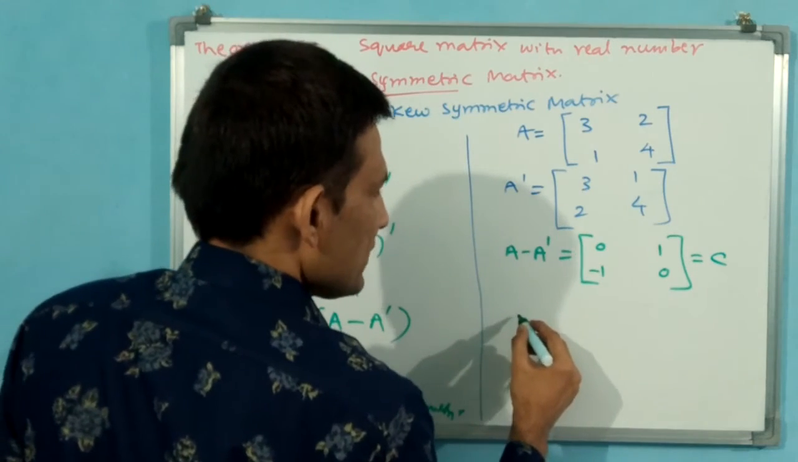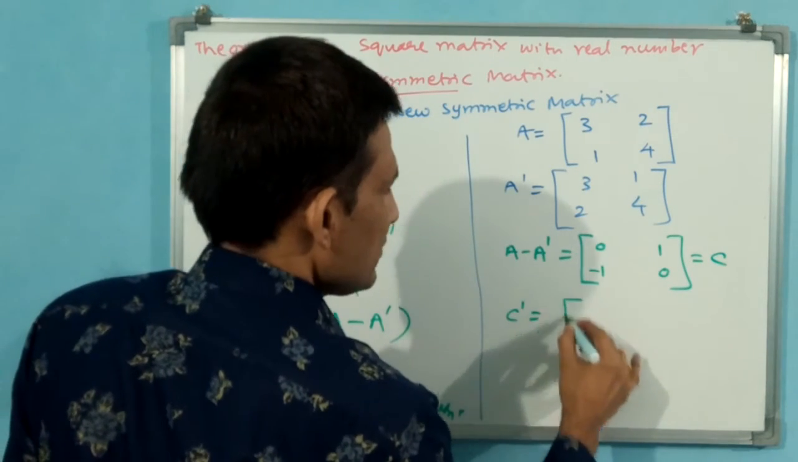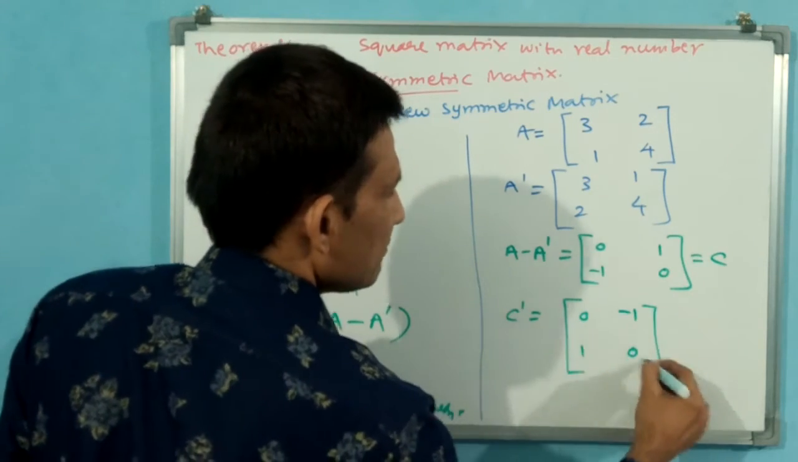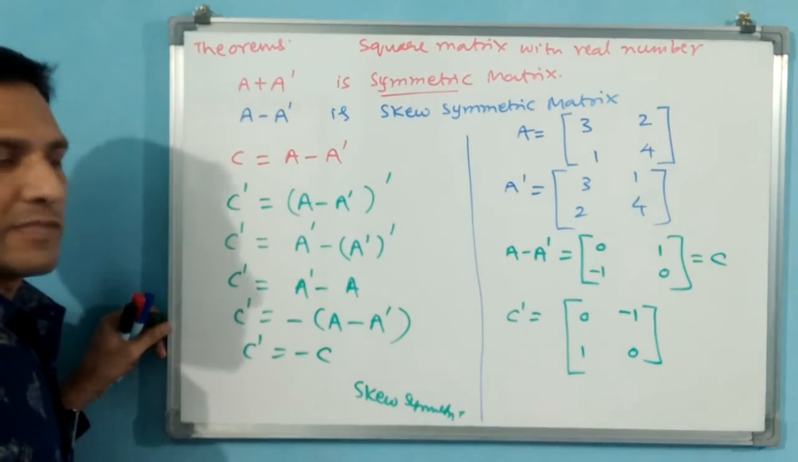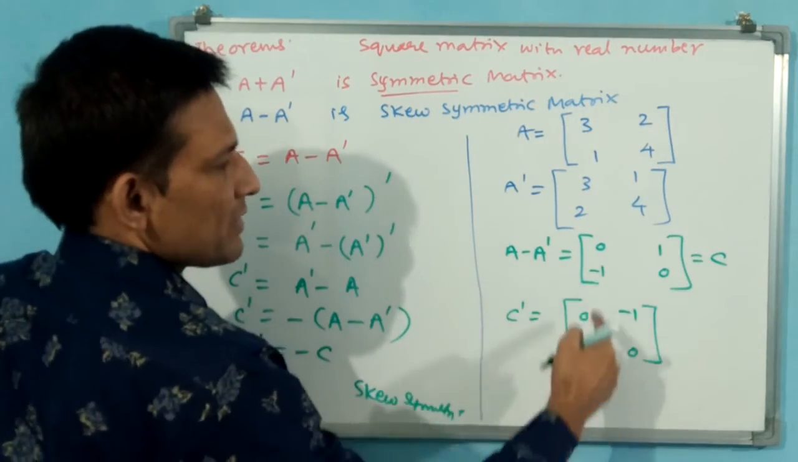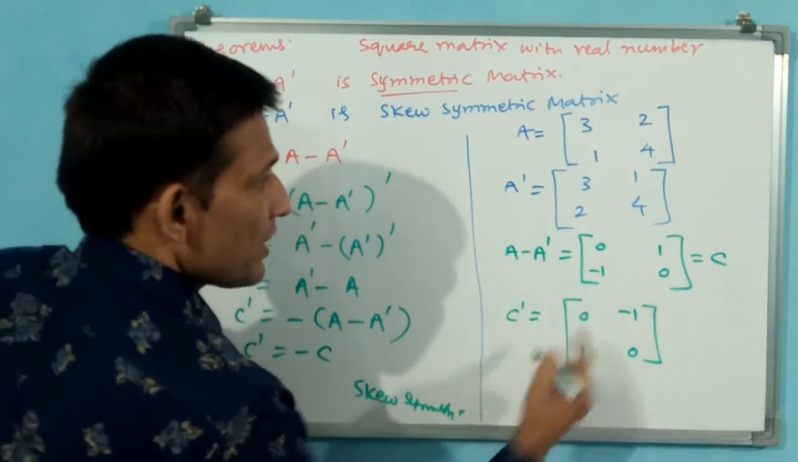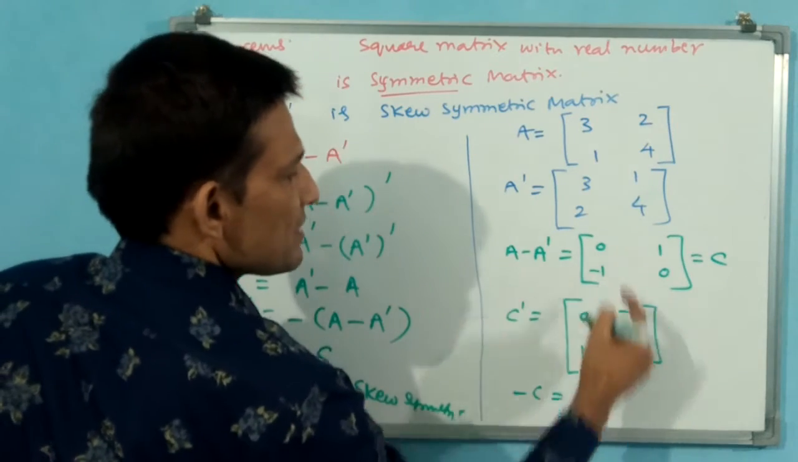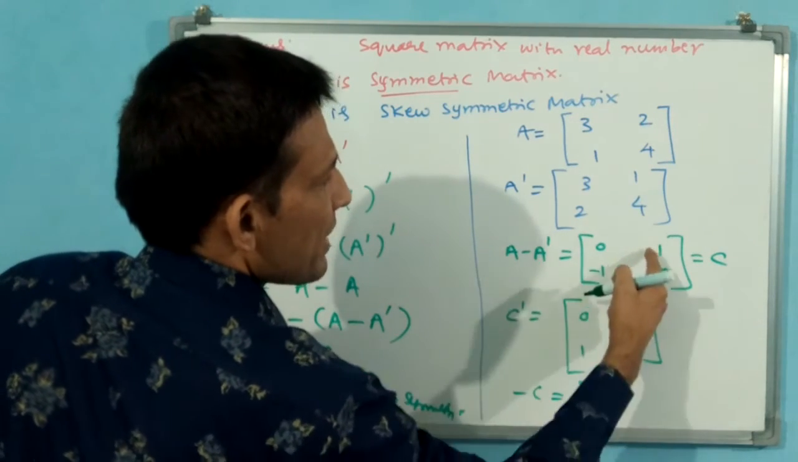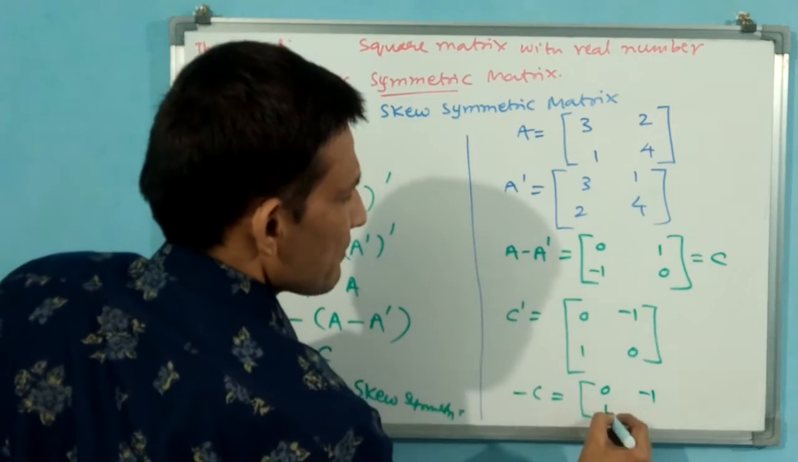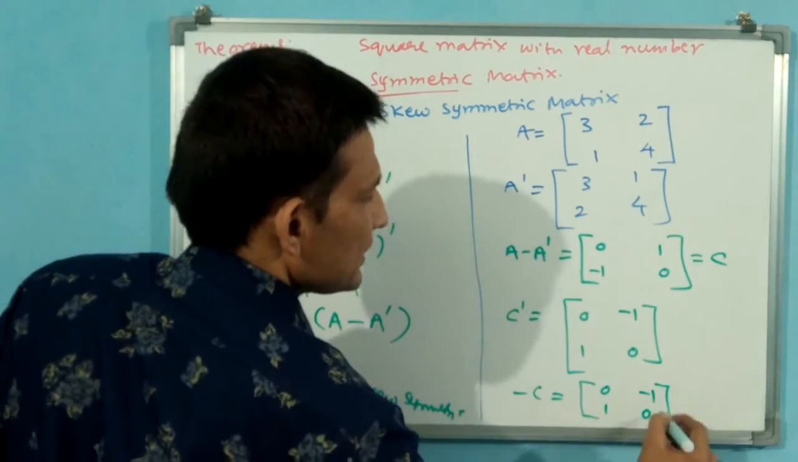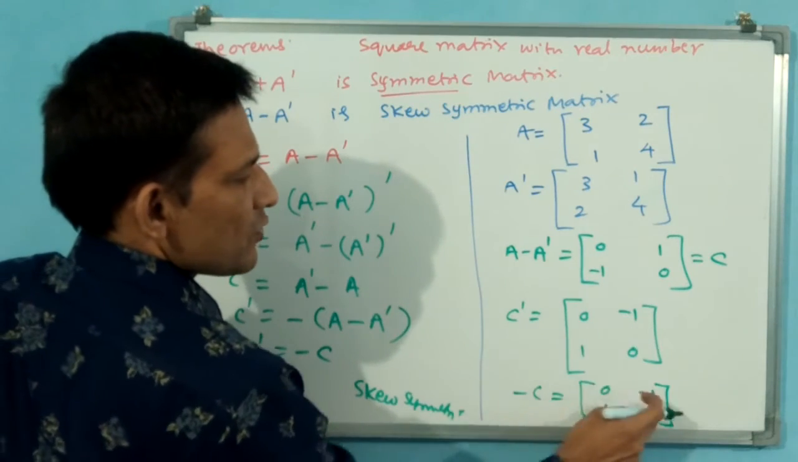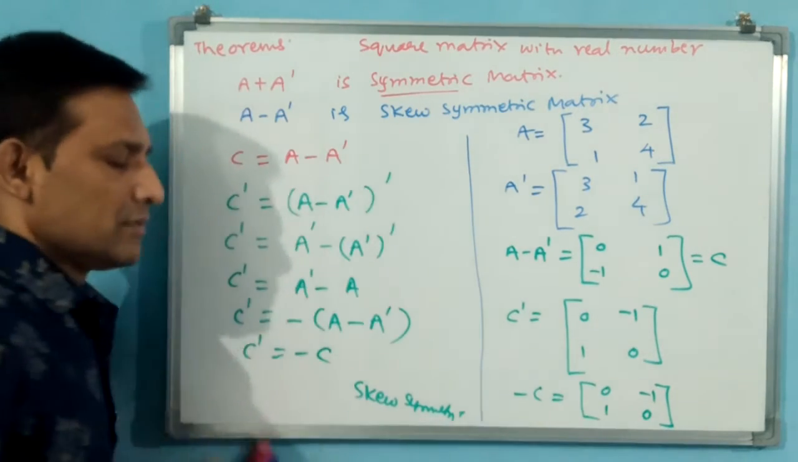Now what I am doing? C transpose I am making. If you make C transpose, you see 0, minus 1, 1, 0 will come. Row has become column, second row has become second column. Now minus C I am doing. Minus C means minus into 0, 0 only. But minus 1 will come here, plus 1 will come here, 0 will be like this only. Minus C and C dash both are the same.